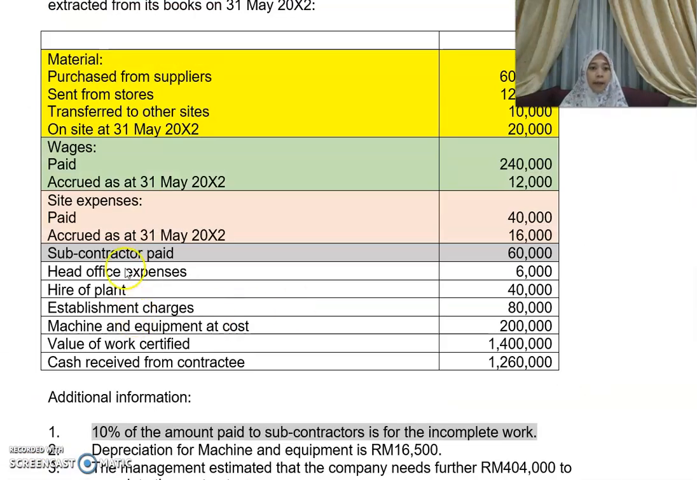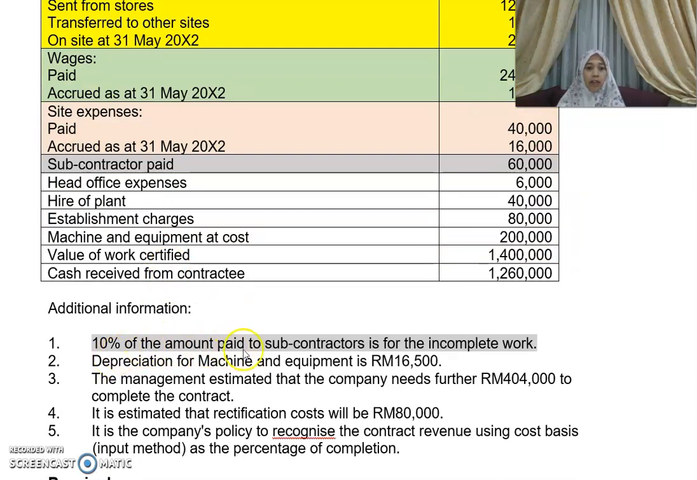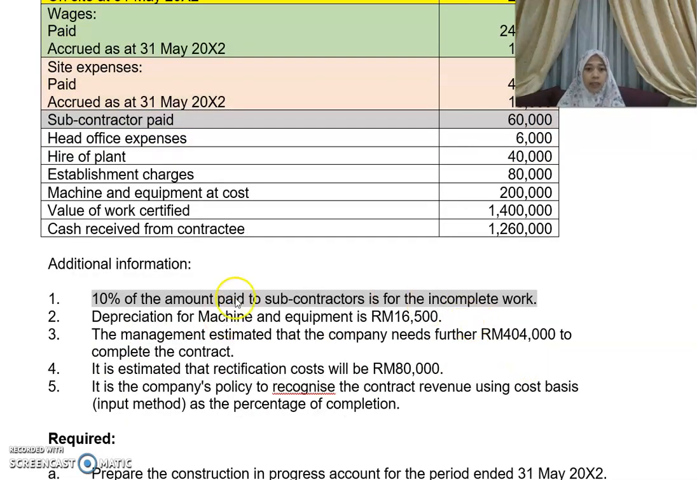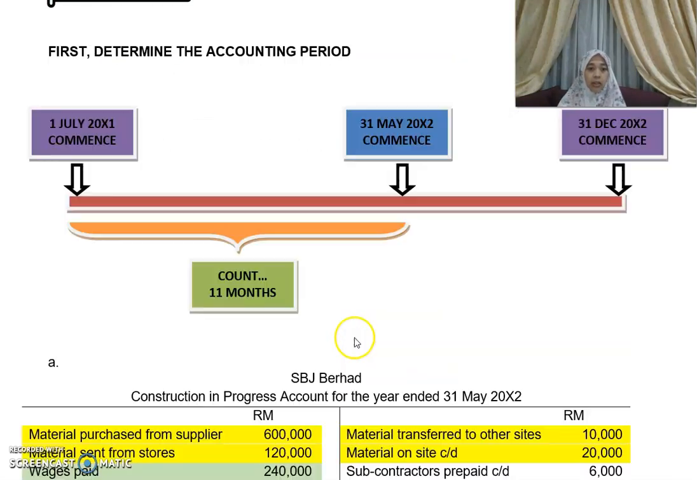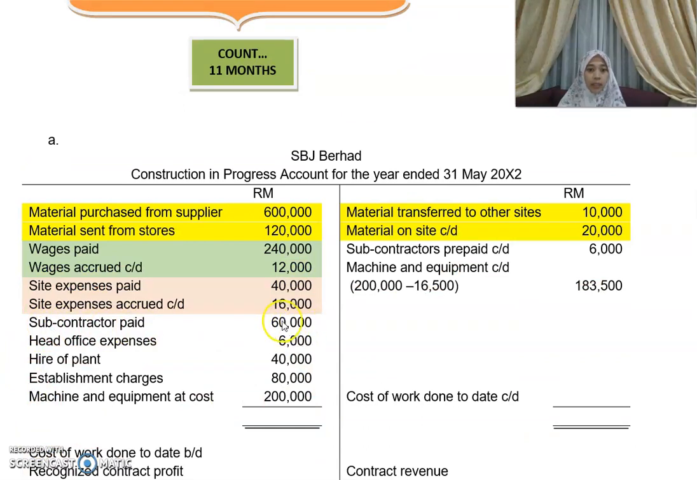So you see this one, you have the subcontractor paid. Subcontractor paid, this one you debit with 60,000, and then you have additional information. What does it say? 10% of the amount paid to the subcontractor is for the incomplete work. So that means 10% of what? 10% of the 60,000. So for the incomplete work, that will be your subcontractors prepaid 6,000. That is 10% of 60, that is 6,000. This one is for incomplete work, not yet completed. Up to now, you only use up 54,000. So you debit 60 and you credit 6, okay.